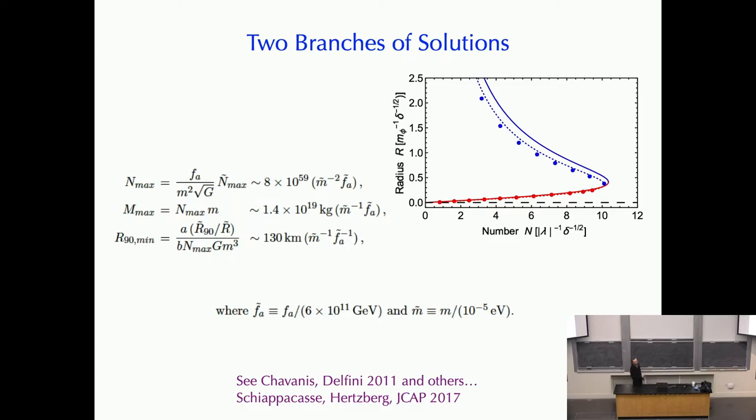Good, thank you. So the typical mass depends on your choice for the axion mass. A fiducial value is in the ballpark of 10 to the minus 5 electron volts. This gives you the correct relic abundance in the most vanilla cosmic histories. And that corresponds then to a mass for these stars of about 10 to the 19 kilograms, or the moon mass. And their radius is on the order of 100 kilometers.